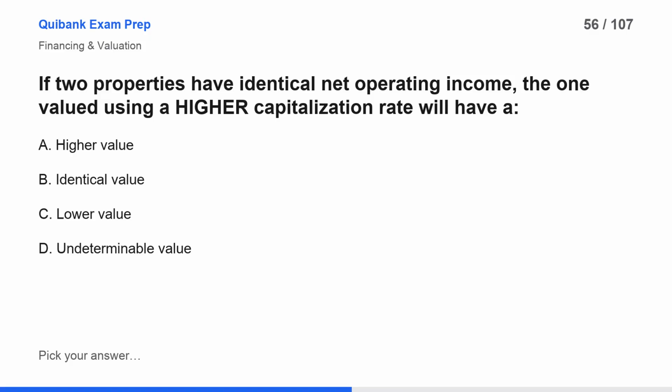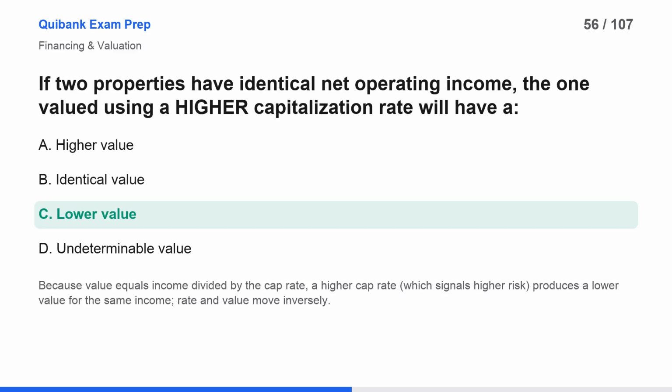Question 56. If two properties have identical net operating income, the one valued using a higher capitalization rate will have A. Higher value. B. Identical value. C. Lower value. D. Undeterminable value. The answer is C. Lower value. Because value equals income divided by the cap rate. A higher cap rate, which signals higher risk, produces a lower value for the same income. Rate and value move inversely.